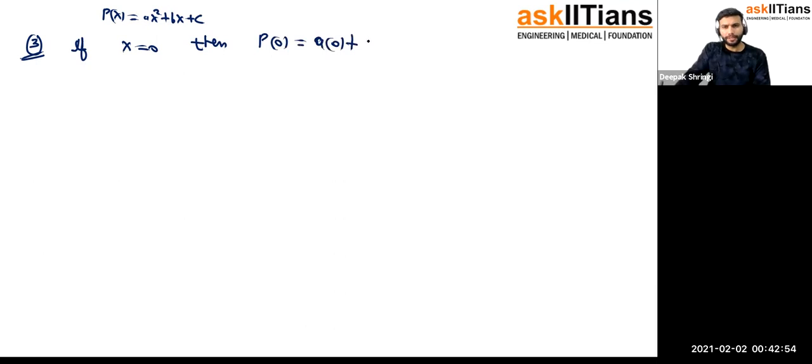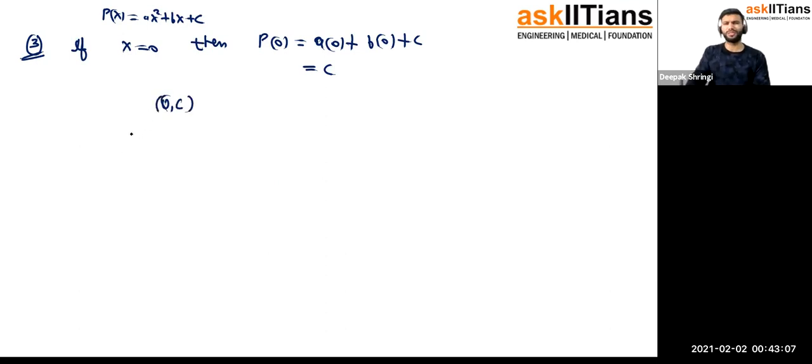If x is 0, then what was p(x)? Let me write it again: p(x) was ax square plus bx plus c, right guys? Now if I am saying that x is 0, you will get p of 0 as a times 0 plus b times 0 plus c, and that is c. So p of 0 is c. Got it? If x is 0, p of 0 is c. Basically, the graph is passing through (0, c).